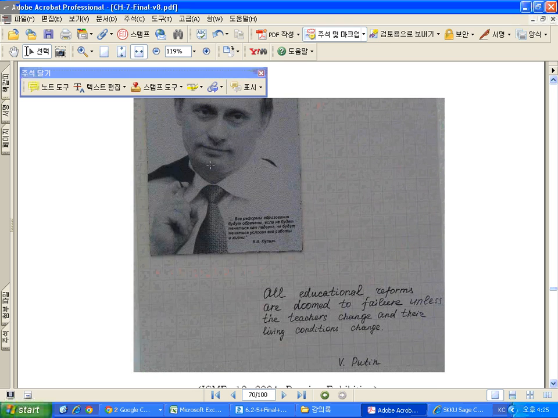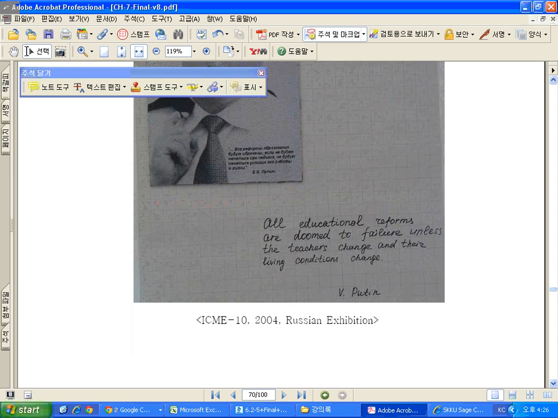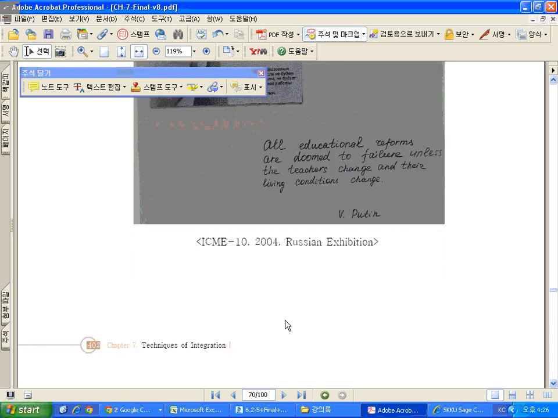You know who he is. He's the Russian President, Putin. He said that all educational reforms are doomed to failure unless the teachers change and their living conditions change. I took this photo at the International Congress on Mathematical Education in 2004, Denmark, at the Russian exhibition place.